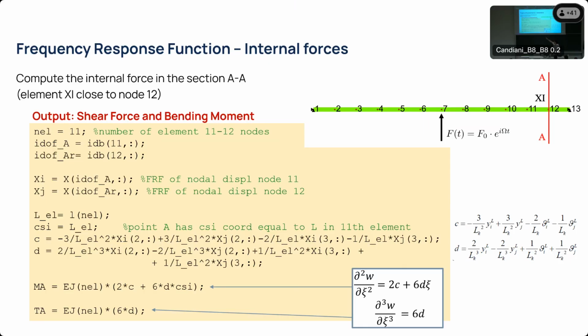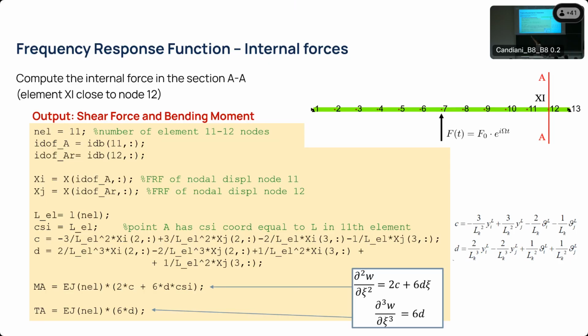Then we want to compute, in this case, the internal actions very close to the end of element 11. So we can just assume that xc, our running coordinate, is very close to the end of the element. In this case, we just assume it to be equal to the length of the element, but you can always change that parameter xc a little to see what happens at the various points along our element.